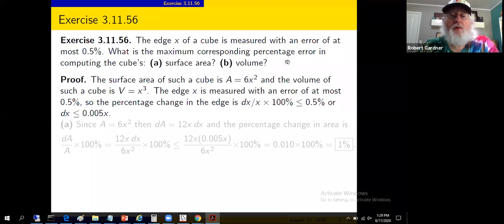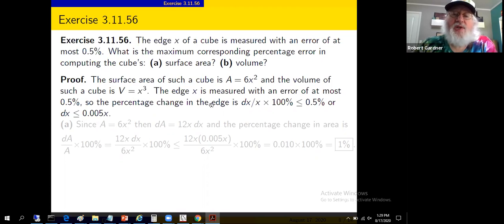Okay, so surface area of a cube of edge x. Each face has area x squared, square units, whatever the units are. The cube has 6 faces, so its area is 6x squared. The volume of a cube with an edge of size x is just x times x times x, x cubed. The edge is measured with an error of at most 0.5%.